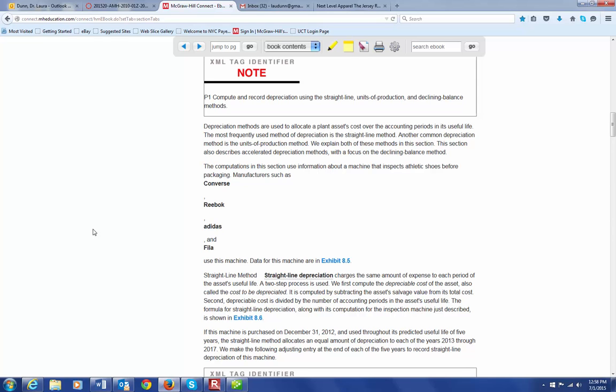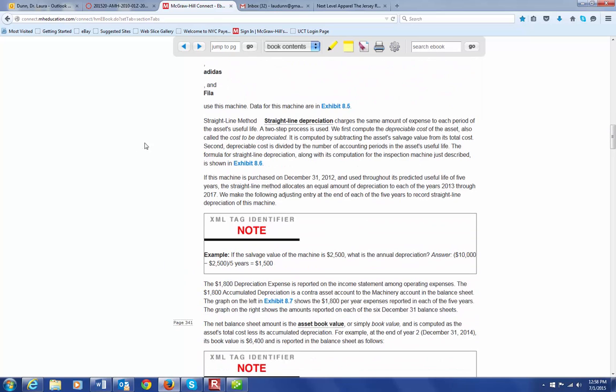Alright, so the straight line depreciation method. The reason why it's the simplest is it charges the same amount to each period over the asset's useful life. So we first compute the depreciable cost of the asset. Remember, again, you come up with this by saying, what is my cost, what is my salvage value, subtract the salvage value from the total cost, and that gives you the depreciable cost, and then you divide that by the number of accounting periods in the asset's useful life.